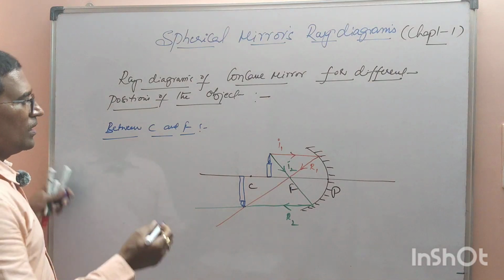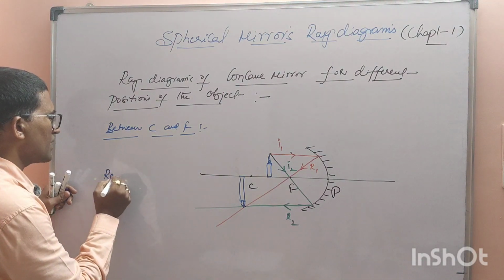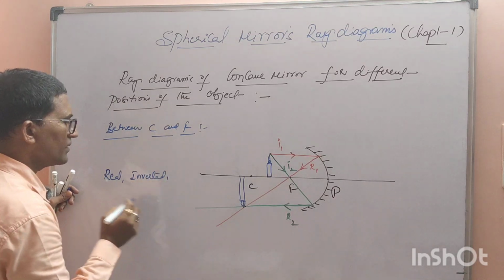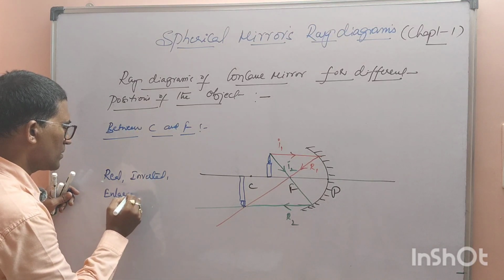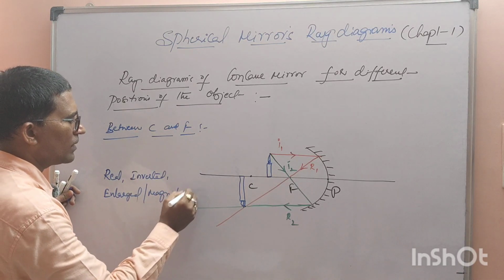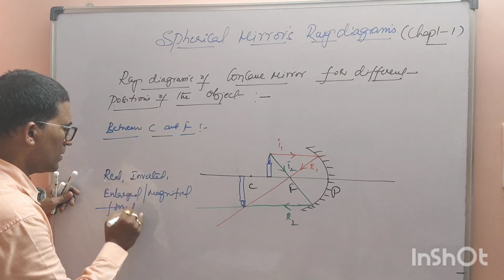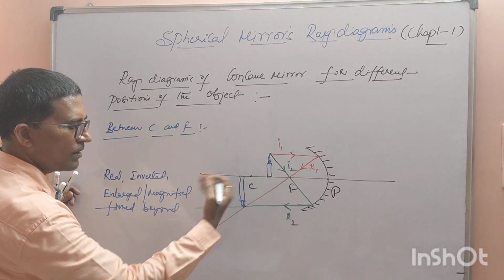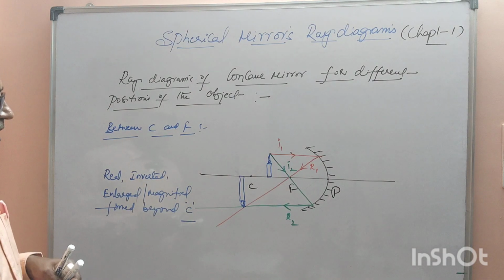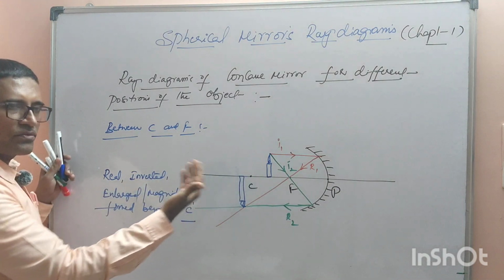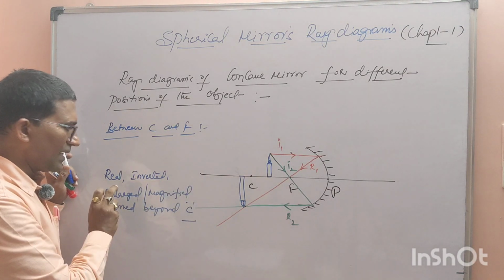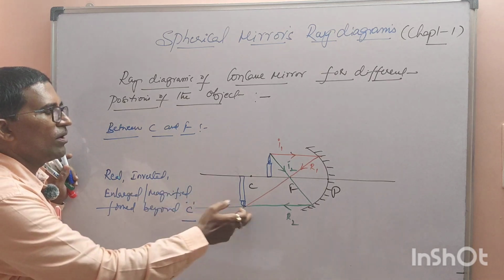Now, the nature of the image: the image is real because it can be caught on the screen. Real, inverted, enlarged or magnified, formed after C, that is, beyond C. Is it clear? So the nature of the image is real. If you place the screen, the image is formed on the screen. The image is real, inverted, enlarged or magnified, formed beyond C.